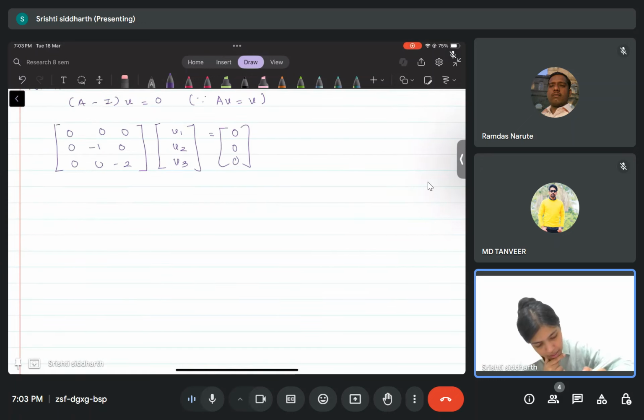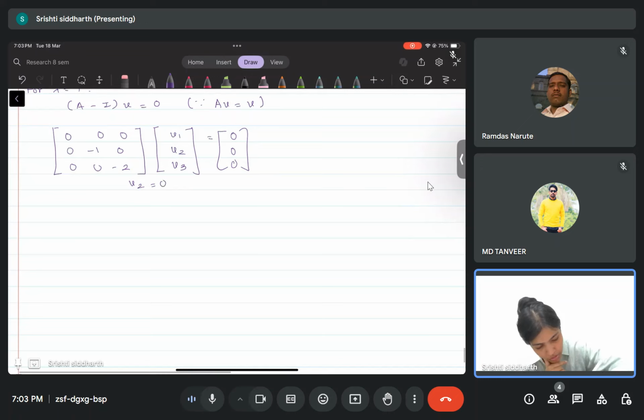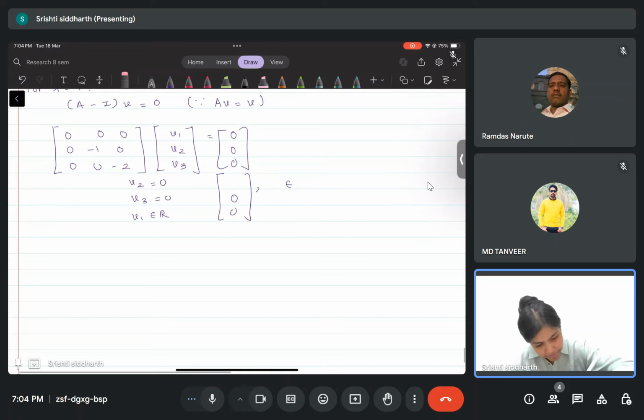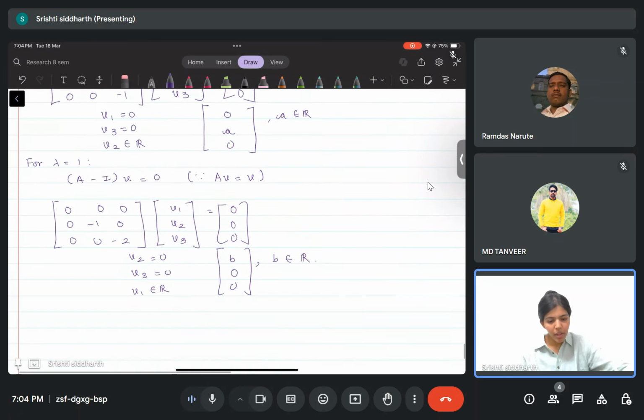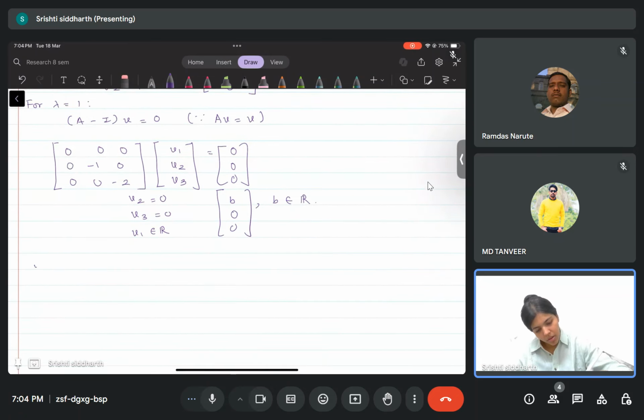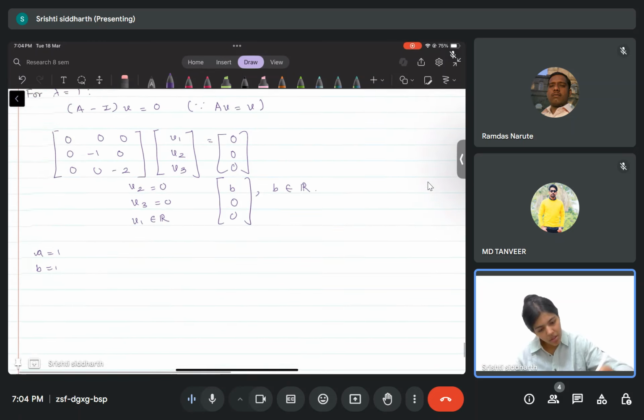Okay, so we have the second equation which implies v2 is 0, and the third equation implies v3 is 0, and we have no restriction on v1. So we have, say, a 0 0, where a can be any value, or let's say this is b. So let's choose some values of a and b. Let's say a equals 1, b equals 1. So the two eigenvectors are 0 1 0.